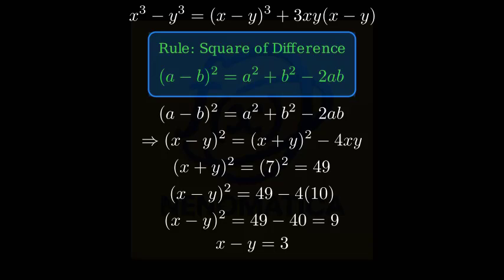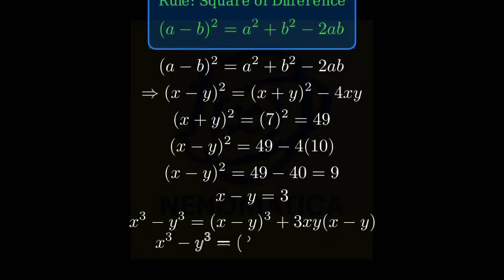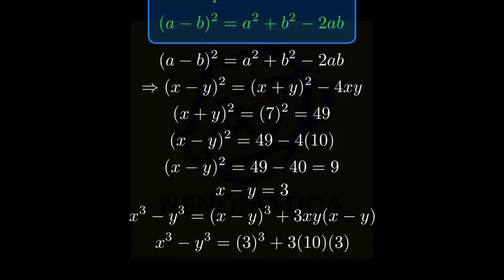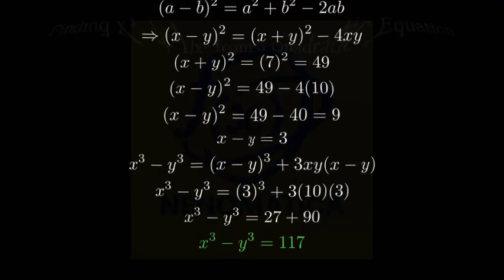Now that we know x minus y equals 3, we can calculate x cubed minus y cubed. Using our formula, x cubed minus y cubed equals the quantity x minus y cubed, plus 3 times x times y times the quantity x minus y. Substituting our values, we get x cubed minus y cubed equals 3 cubed, plus 3 times 10 times 3. That's 27 plus 90, which equals 117.